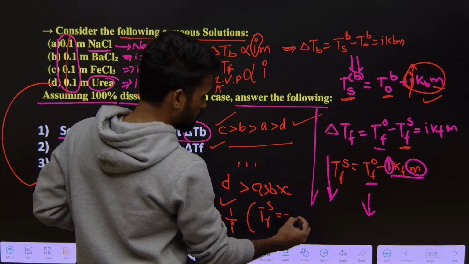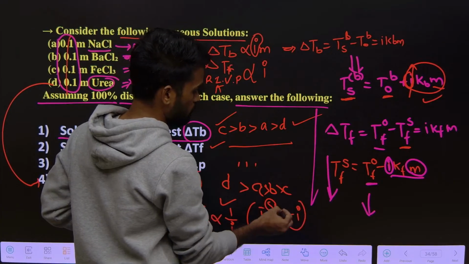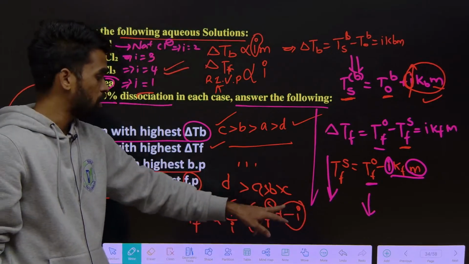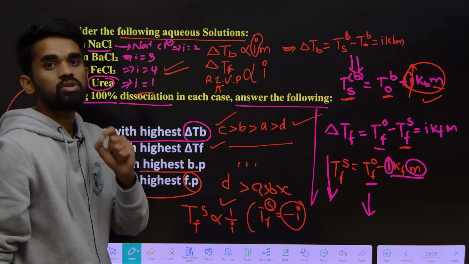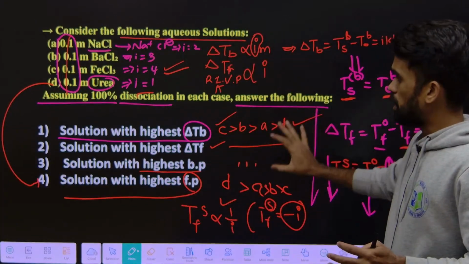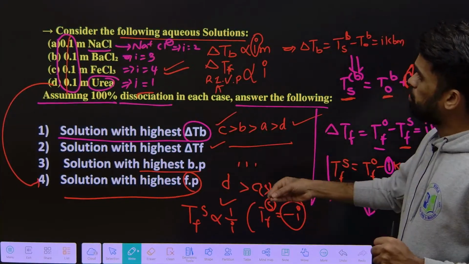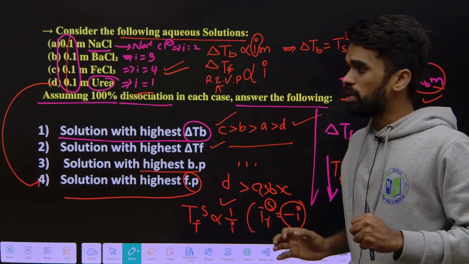Because T_f of the solution is equal to minus of i, right? So the more the i value, the lower will be the freezing point of the solution. That's it. Hope the concept is clear using this particular explanation and example. Okay, I hope whatever question comes in this manner, you can easily answer.